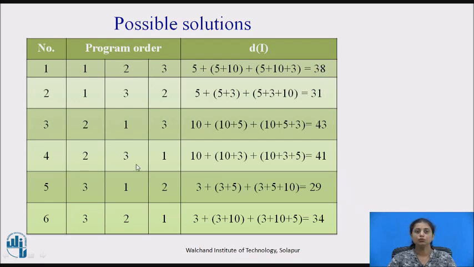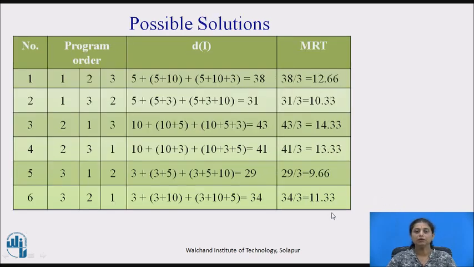If we go for the order 2, 3, 1, the time required for the second program is 10. The time required for the third program will be 10 plus 3, and the time required for the first program will be 10 plus 3 plus 5. So the total time is 41. In this manner we have calculated the times for every combination: 38, 31, 43, 41, 29 and 34.